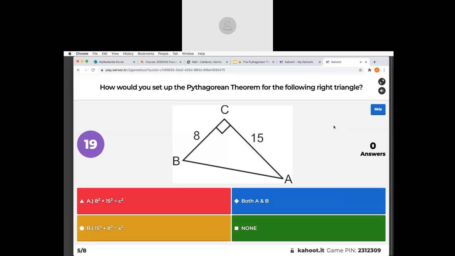All right, how would you set up the Pythagorean theorem for the following right triangle? Ooh, this is a good question, guys. Take your time. It's asking you to set it up. Pay attention. Think about it. Remember, there's one side that has to be in one specific part.